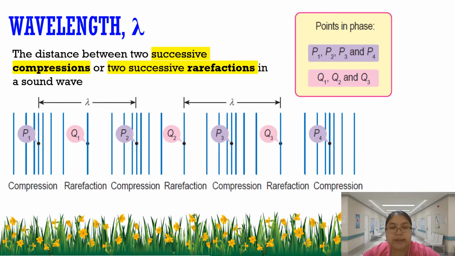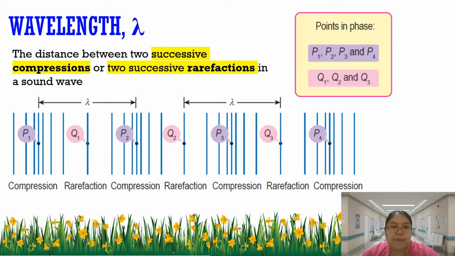Okay, this one is a longitudinal wave. We see how to find the wavelength. The wavelength is the distance between two successive, or consecutive, points. You can also use the words successive compression or successive rarefaction.